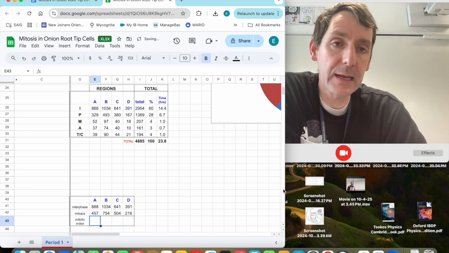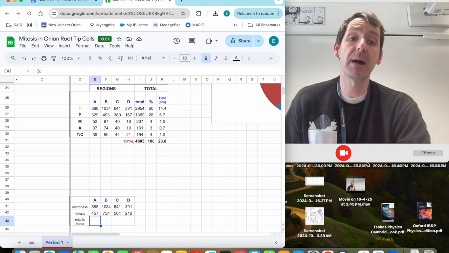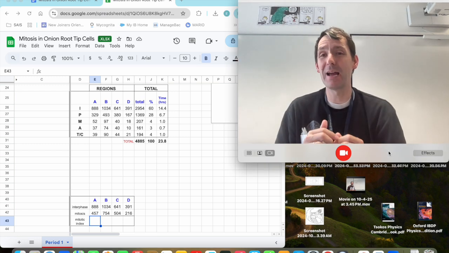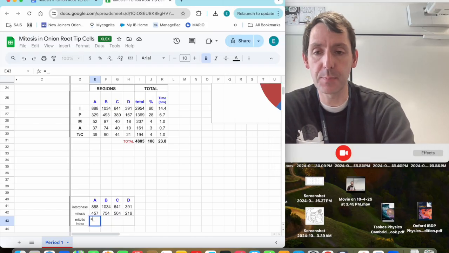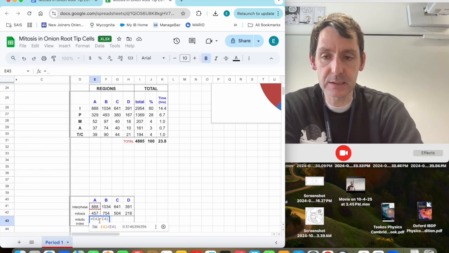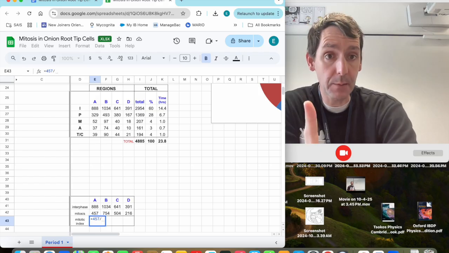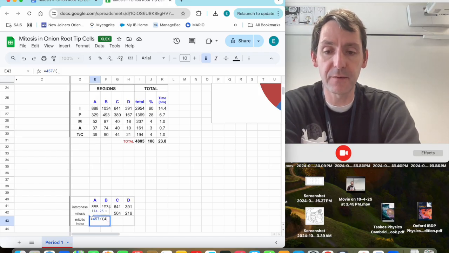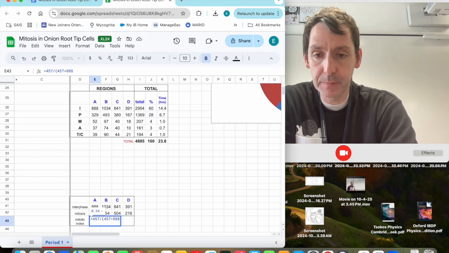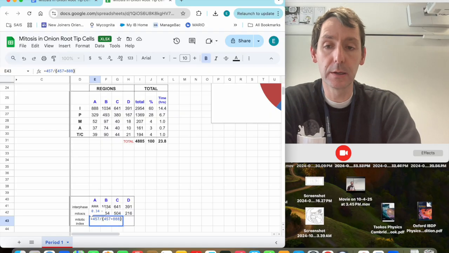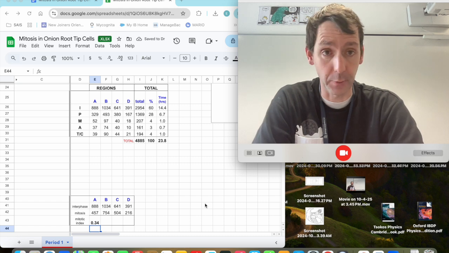And so for the mitotic index, what you want to do is take the number of cells that are in mitosis and divide by the total number of cells. Okay, so the way that I'm going to do that is I'm going to type equals the number of cells in mitosis, which is 457, and then I'm going to divide by, and I'm going to put parentheses here, 457 plus 888, right? Because that would be the total number of cells there. And so it gives me a mitotic index of 0.34.